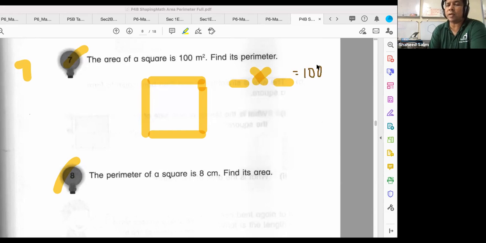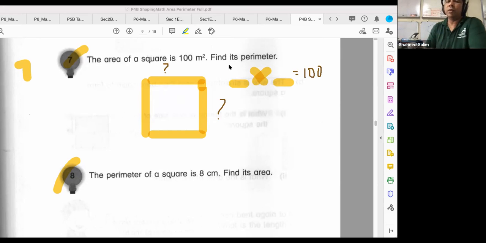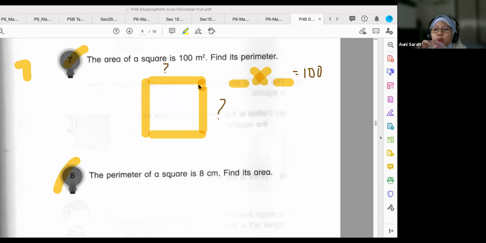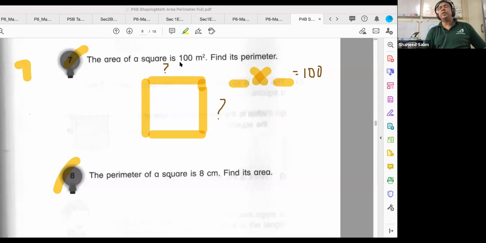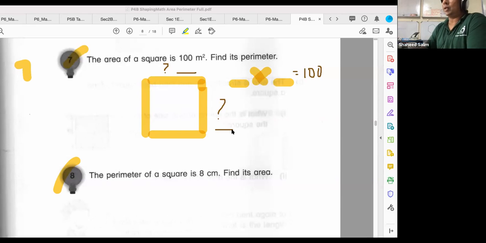Something times something equals 100. Same number. So what times what equals 100? Come on, you all know. 50 times 50, not 100. What times what equals 100? Same side, same length. Come on, very easy. 50 times 50, isn't it 100? 50 plus 50. We want times, not plus. You're giving me plus.